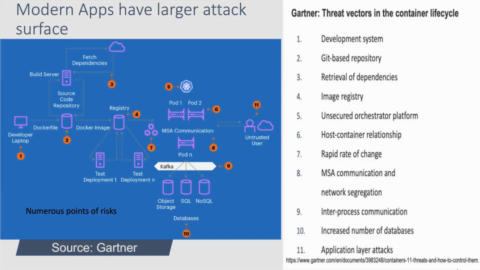Then the fifth one is unsecured orchestration platform. Where are you going to deploy the image? Is it secured? What is the version? Is it up to the patch? It's all these things, right? Like what are the components in the cluster: etcd, control plane, or data plane. Is it fully secured or not? All these things need to be done.